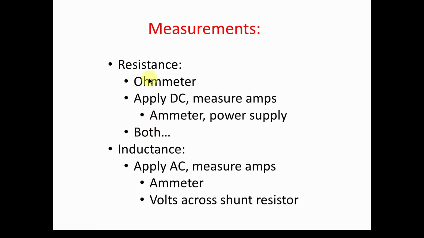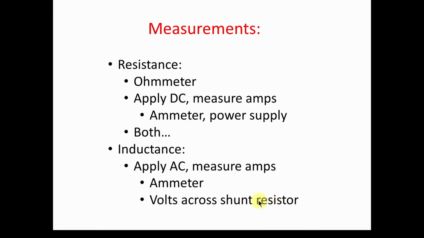I would tend to do both just to double check, make sure my ohm meter reading and my power supply reading are about the same, okay? So that should be fairly simple. Inductance, what I can do is I can apply AC and measure amps. So I can measure the amps with an ammeter in series with the primary winding, or I can measure the volts across a shunt resistor in series.